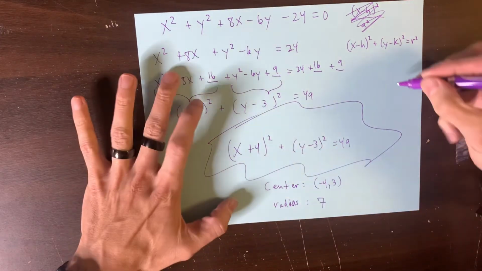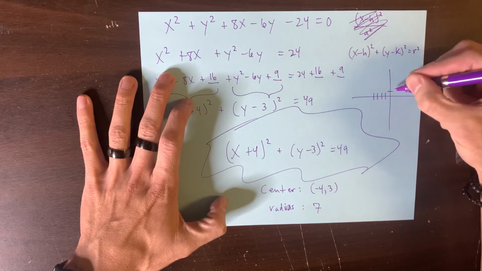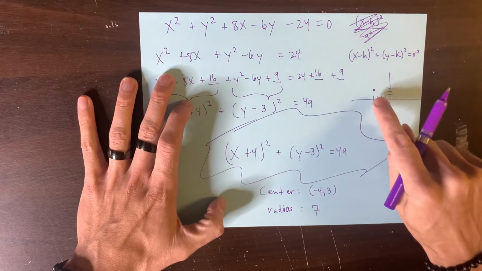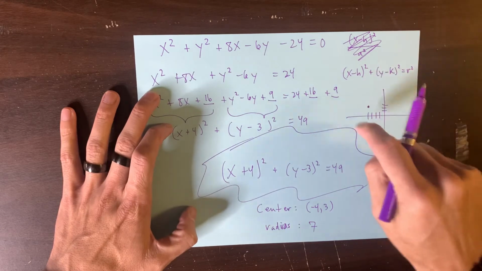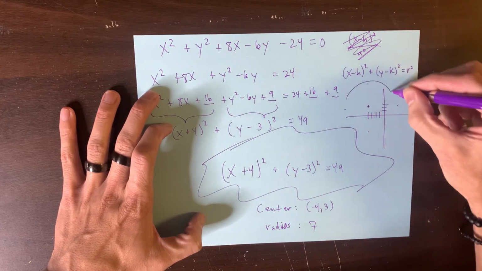So you could actually plot the circle. You could go to -4, 3, put a point there, and then from here, go for a walk. Go up, down, left, and right, 7 spaces. Let's just pretend that's 7 spaces, and that would be your circle.